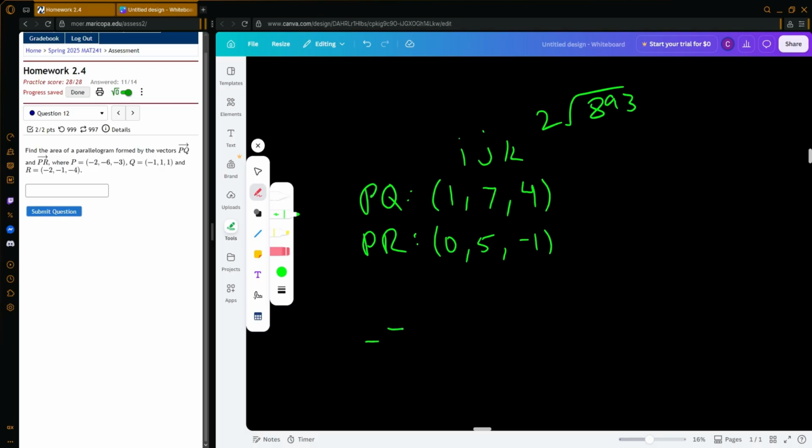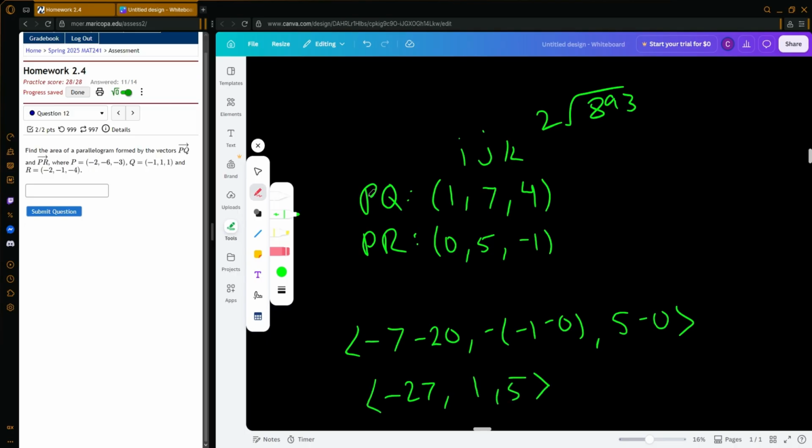So we'll get negative 7 minus 20. We're going to get negative 1 minus 0. And then we'll get 5 minus 0. So we have 7, 1, 5. So take the magnitude of that.